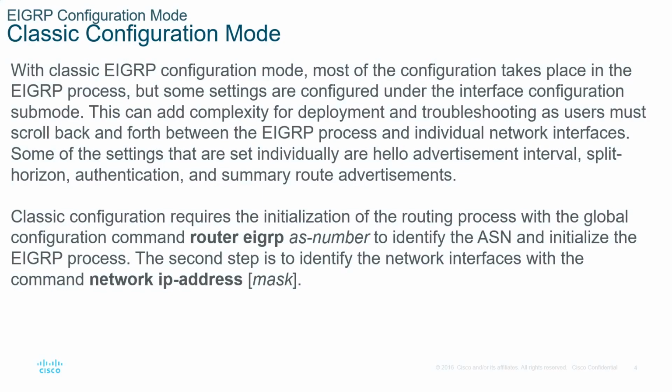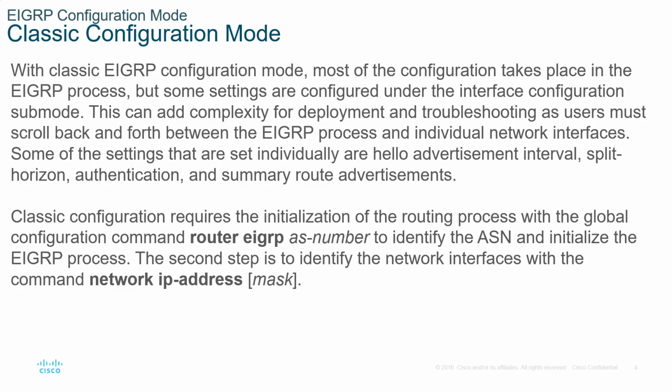So basically the majority of your configuration will occur within the EIGRP process. Some of it will occur under the interface depending on what you are doing. So the main points occur under the command router EIGRP and then a number. Now this number is your autonomous system number, and all your devices need to be configured with the same AS number.